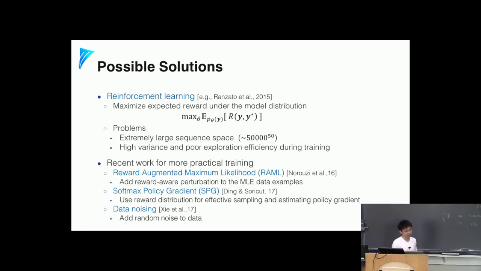And the third method is data noising. The idea is basically the same as this REMO method. Here we add random noise to the data. The only difference is that there we add a noise which is based on a reward function, right? But in data noising we just add a random noise.